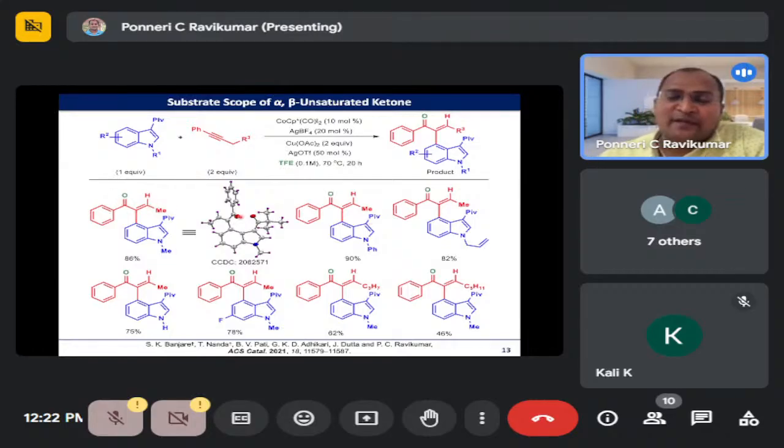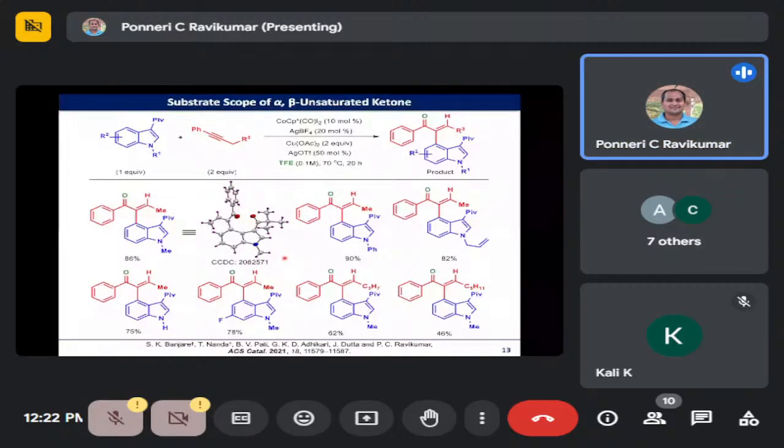So that's what happens when you do some small changes. The reaction course completely changes. So here we just observe elimination of a water molecule. So after establishing this methodology with two different coupling partners, we went ahead for discovering the mechanism of this reaction.